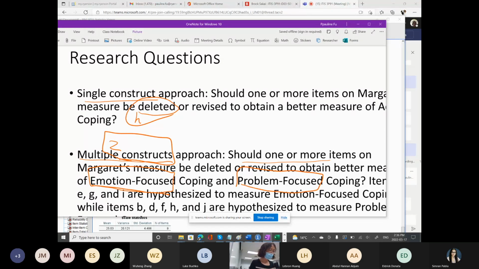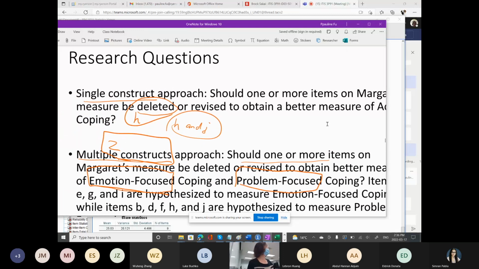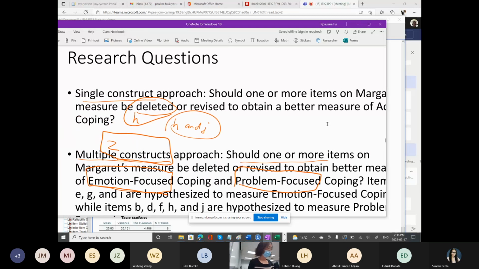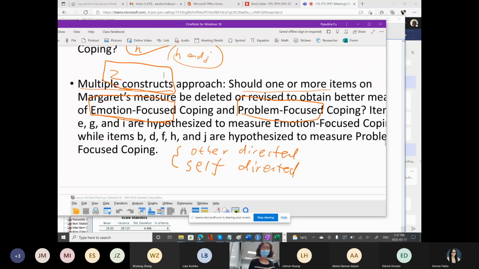You could also delete J, so H or H and J, both are okay. Delete those two items or delete just H should be fine to obtain a better measure. So that is our research question 1. All right. Next, let's answer research question 2.